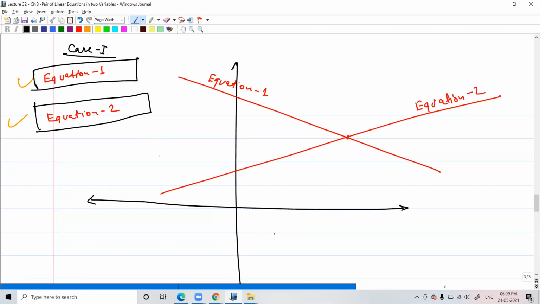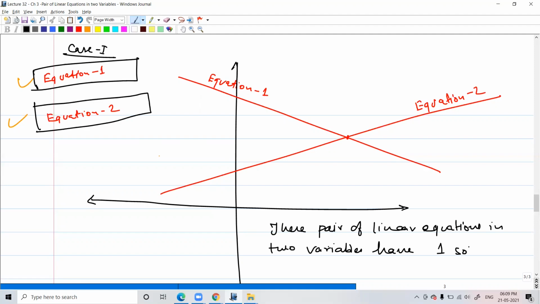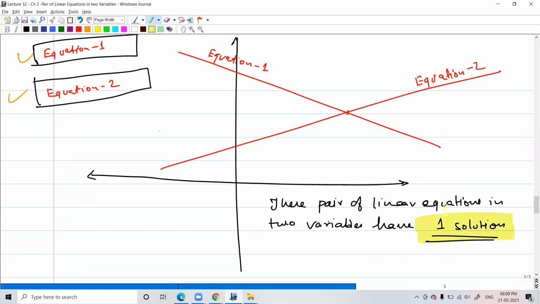So let me write that down. These pair of linear equations in two variables, they have only one single solution. And where is that solution? It is the solution where the lines meet. This point, whatever is the x coordinate and y coordinate, the x value and the y value, that will be the solution of these two equations.